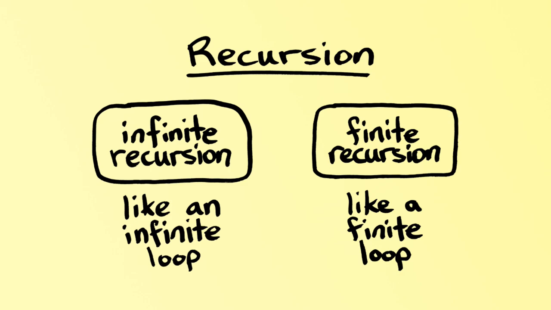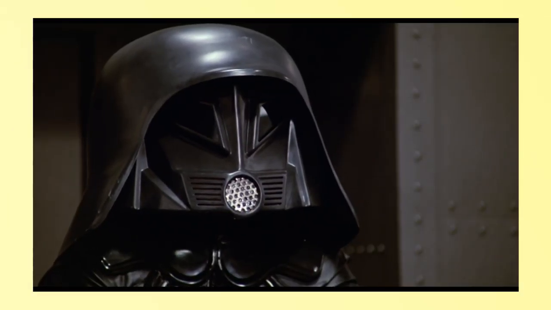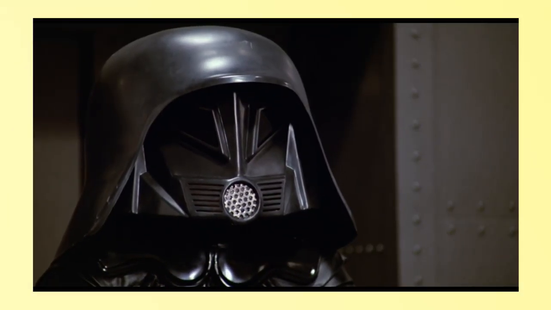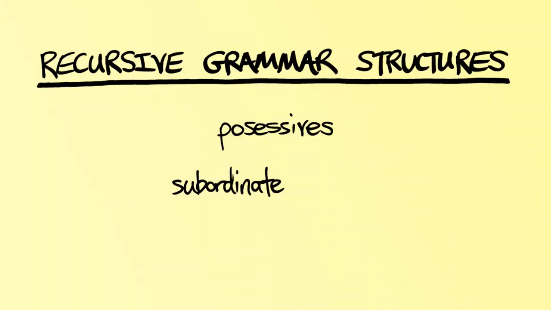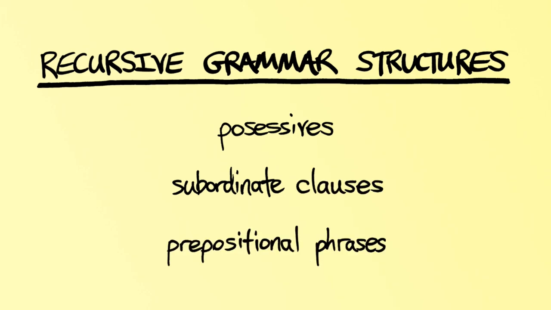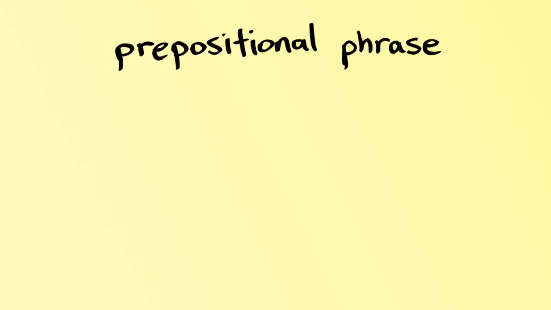Here's an example of a recursive grammar structure which does terminate to make a meaningful sentence, because the recursive bit is called with different inputs each time, reaching some base case where the recursion stops getting called. I am your father's, brother's, nephew's, cousin's former roommate. Three types of recursive grammar structure are possessives, subordinate clauses, and prepositional phrases. Some can be interchangeable. Let's diagram prepositional phrases.